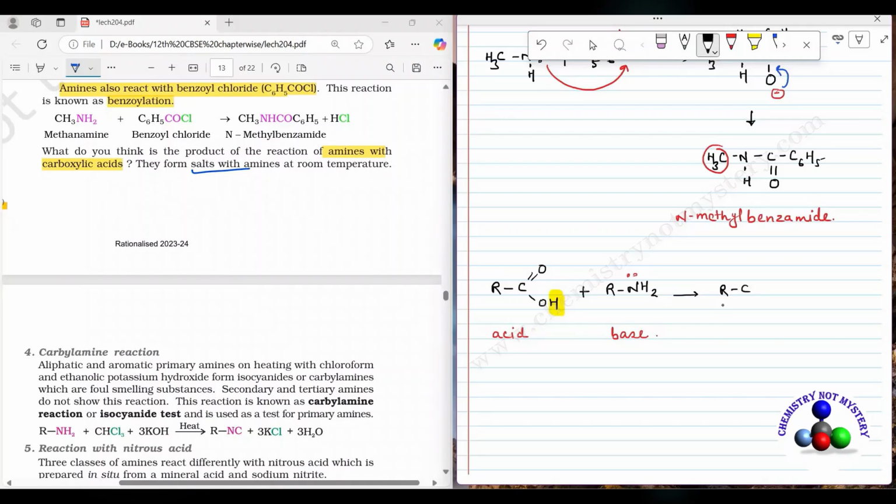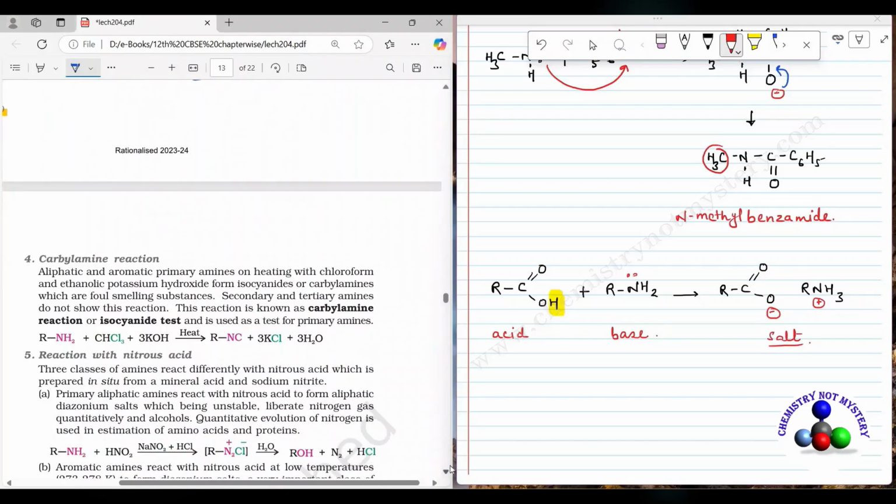R, C double bond O, O negative. This is carboxylate ion, and as the amine accepts H plus from the carboxylic acid, it will form R, NH3. Now nitrogen develops positive charge. So this negative and positive, they get combined together and form salt.